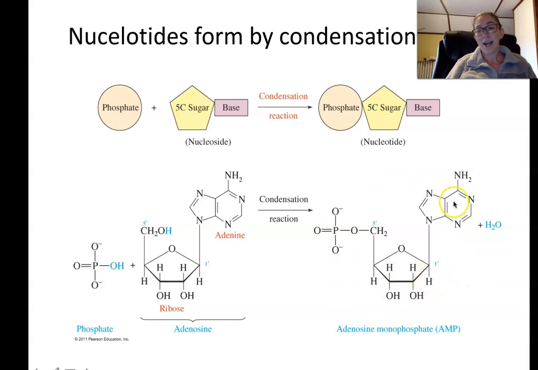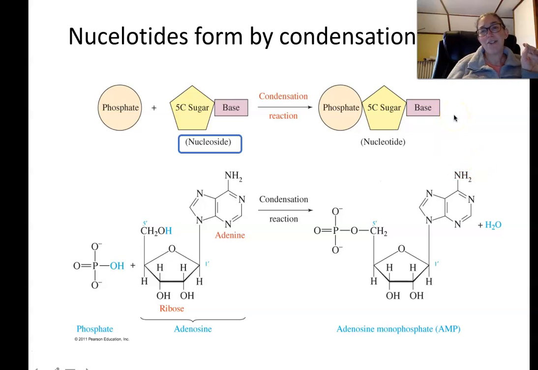So this is an example of a nucleotide here. It has a phosphate group. It has a sugar, in this case ribose, and it has a nitrogenous base. This one is adenine, which is a purine. It has 2 rings.